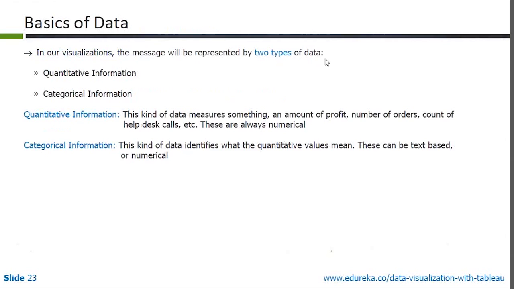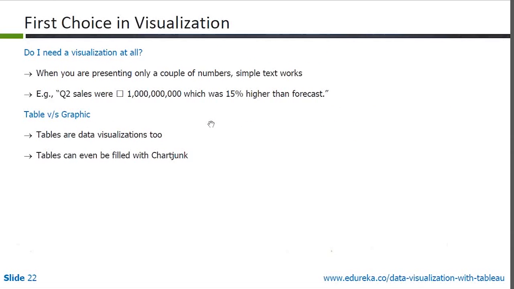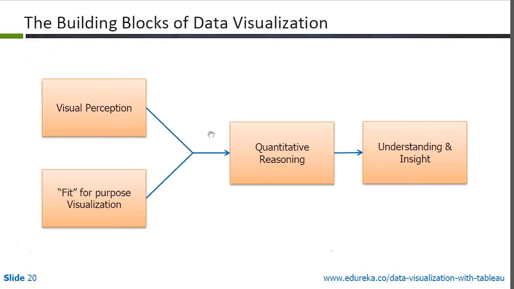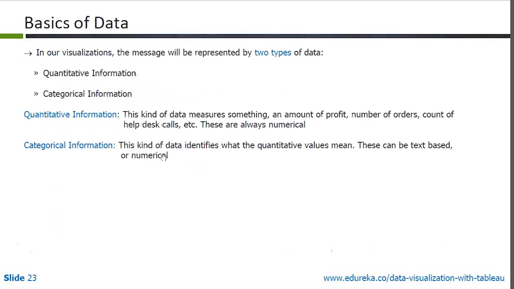So, basics of data in visualization: the message would be represented by two types of data, quantitative and categorical. So what is quantitative data? Numbers, profit, number of quantities sold, orders, etc. Categorical data, like type of products, is text based and does not require computations. City is categorical data. Name of the salesperson, categorical data. Regions, categorical data.